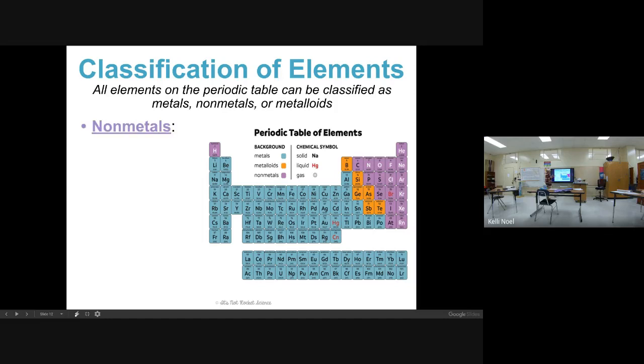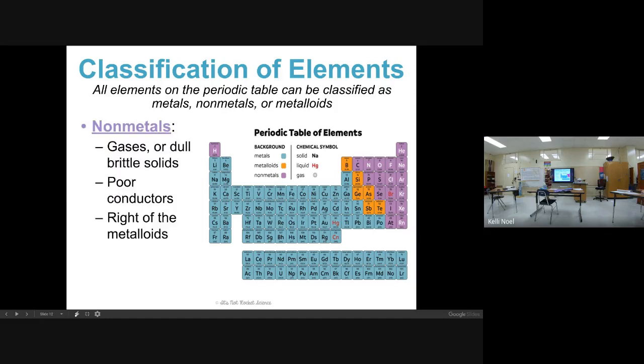So then nonmetals, if you wanted to color those on this image, they're purple. You would color hydrogen, which is actually on the left side, but it is only there because of its valence electron. You'd color it a color. And then you would color carbon in 4A. 5A, you would color nitrogen and phosphorus. 6A, oxygen, sulfur, and selenium. All of 7A and all of 8A.